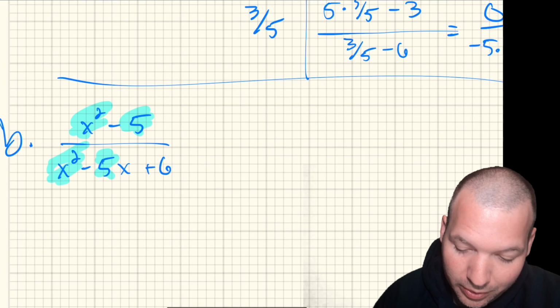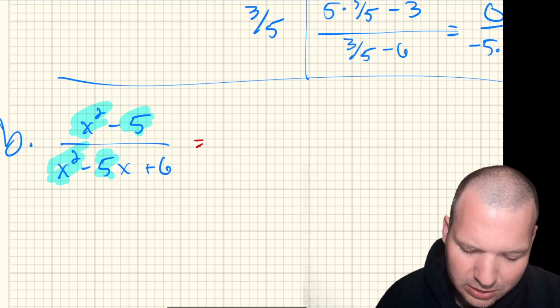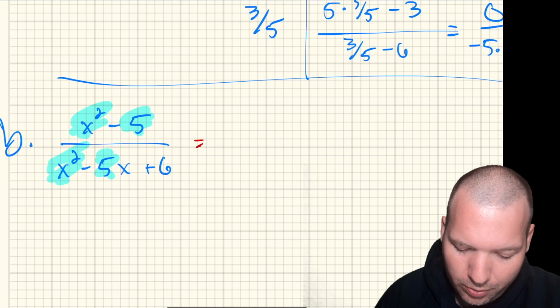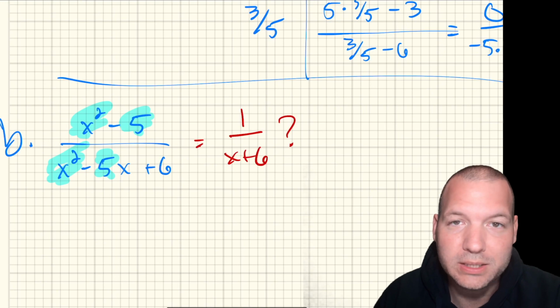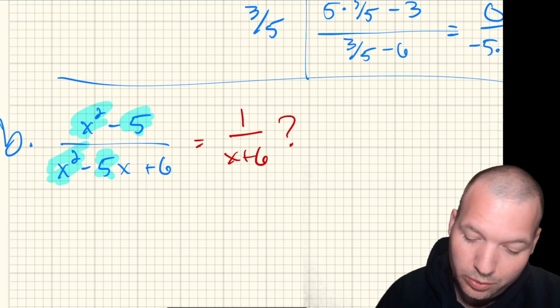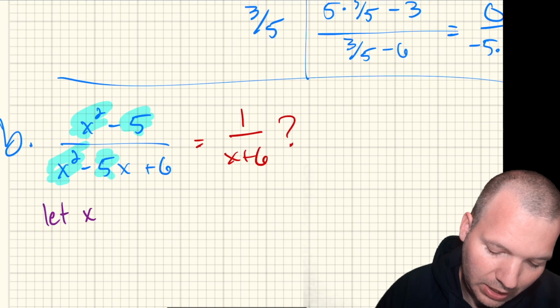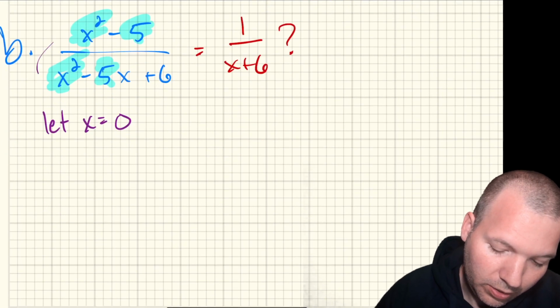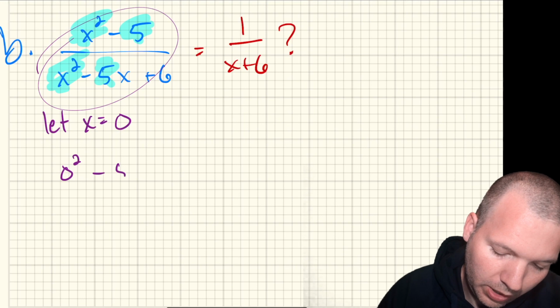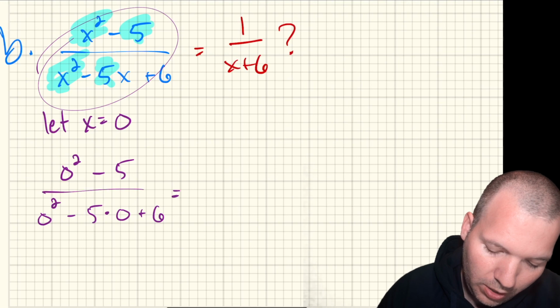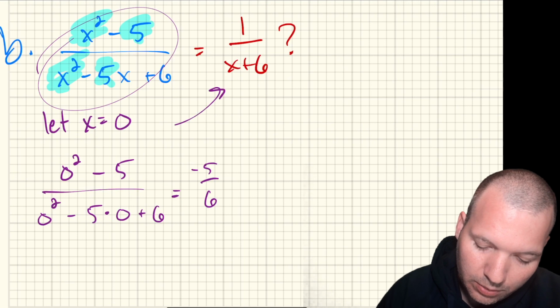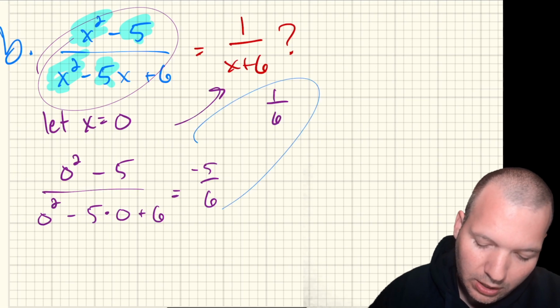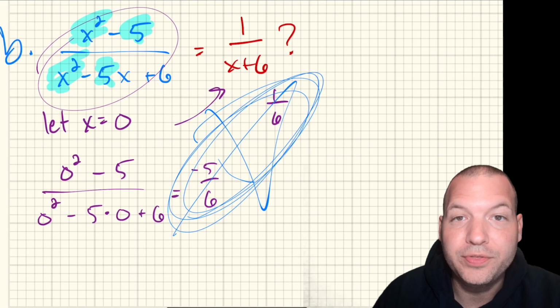But if you wanted to get rid of those and say in some sense, oh, this is always like, I don't know, 1 over x plus 6, all you have to do is plug in a single x value, anything you want, and you see it's not going to equal the same thing. For example, let's say we said, let x equal 0. This would now be 0 squared minus 5 over 0 squared minus 5 times 0 plus 6, which is negative 5 over 6, right? Whereas this up here would just be 1 over 6. These two things are not the same, right?